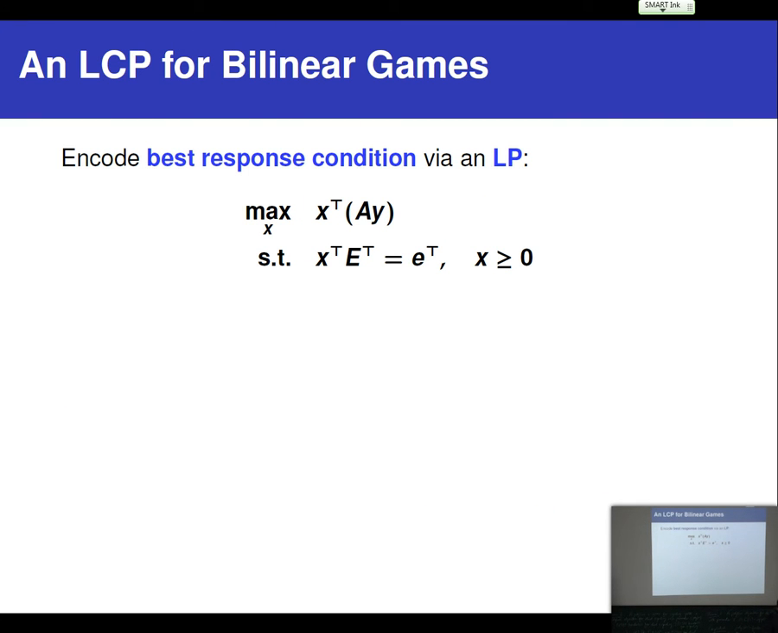The way we're going to get an LCP is that we write down the best response condition for one player as an LP. We're going to take the dual and encode these in complementary slackness. We've kind of already seen that. This is in inequality form, and I think this is exactly how it was written down in Bernhard and Nimrod's original paper.